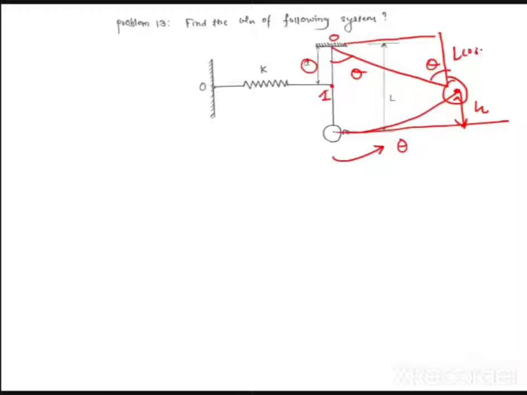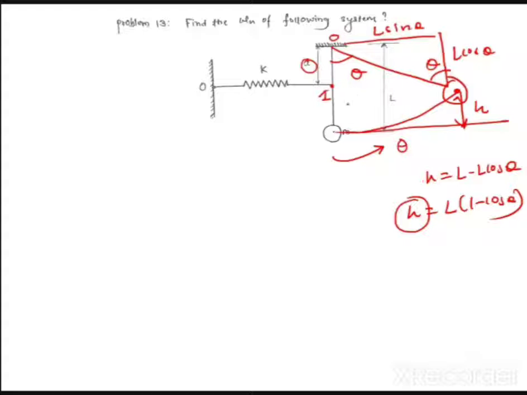This is L cos theta. This is L sin theta. And then h is equal to L minus L cos theta. Therefore, h is equal to L into 1 minus cos theta. So this is the h we are getting, and from this h you can calculate the potential energy.